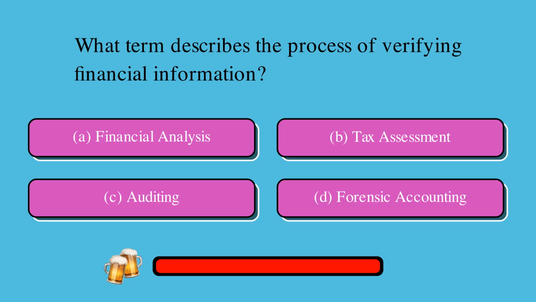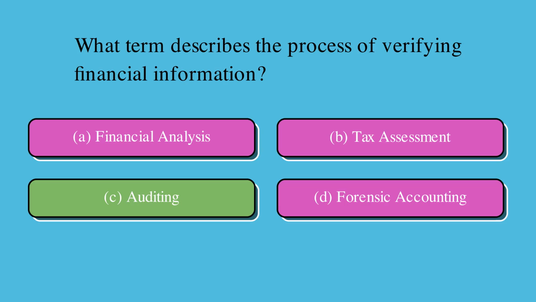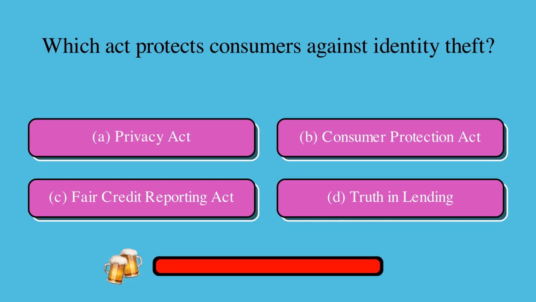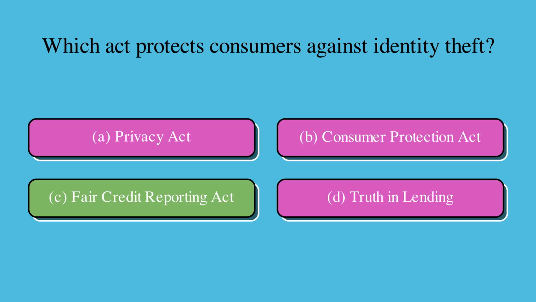What term describes the process of verifying financial information? Is it A, financial analysis, B, tax assessment, C, auditing, or D, forensic accounting? The correct answer is C, auditing. Which act protects consumers against identity theft? Is it A, Privacy Act, B, Consumer Protection Act, C, Fair Credit Reporting Act, or D, Truth in Lending? The correct answer is C, Fair Credit Reporting Act.